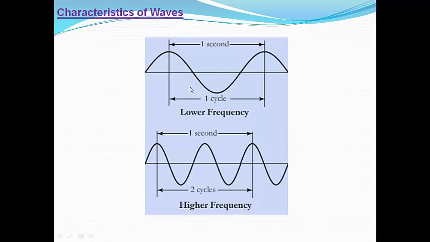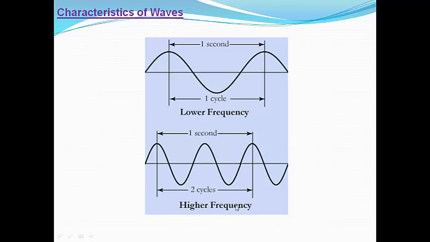Let us look at two different waves that move at two different speeds, or at a low frequency and a higher frequency. Here we have within 1 second one wavelength, or one cycle, passing. And in another case, still within the same second, we have now two wavelengths passing. So within 1 second here we have two cycles, and within 1 second here we have one: lower frequency, higher frequency.